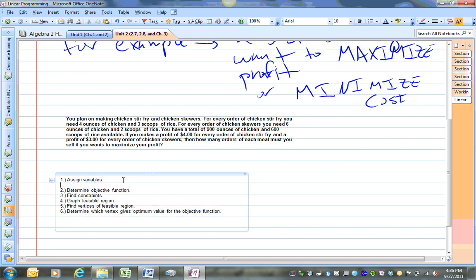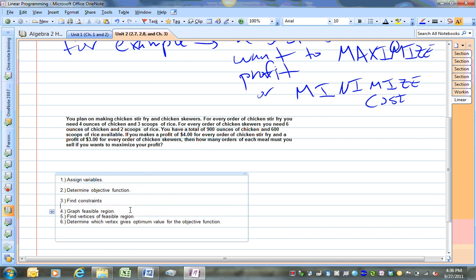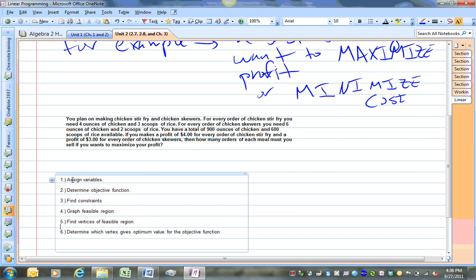Let me space these out a little bit. So these are our steps. Step 1 will be to assign variables. Because like any word problem, you've got to know what x and y will equal, or whatever variables you use. So you've got to assign variables for the things you're trying to find. So let's do that right now.